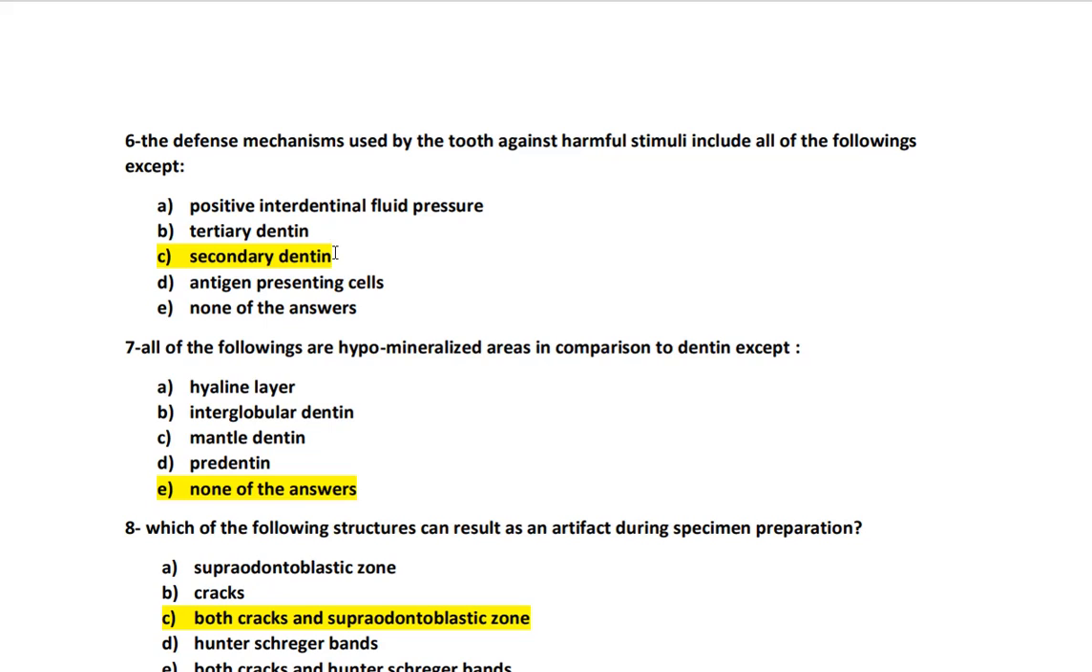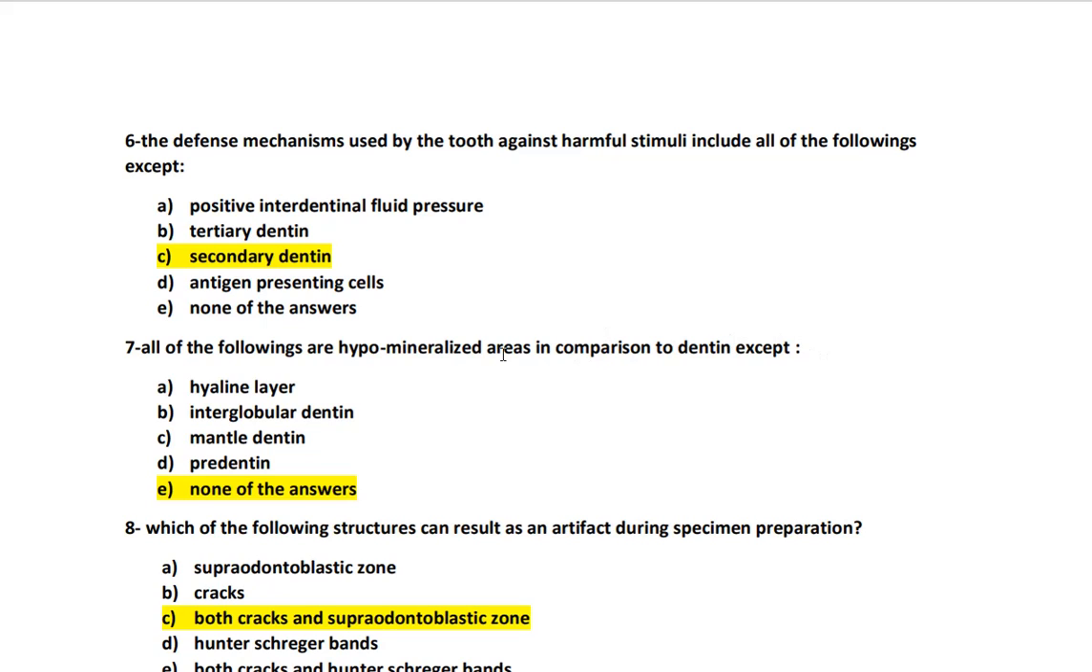ليش؟ لأنه secondary dentin is a physiological phenomenon، يعني phenomenon related to the age of the person. It forms once the root of the tooth is completed. Antigen presenting cells, yes أكيد لأن حكينا it's related to immunity. All of the following are hypermineralized area in comparison to dentin except.